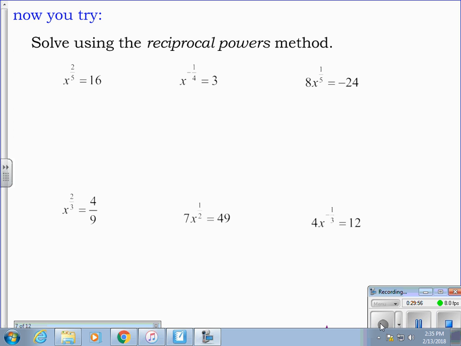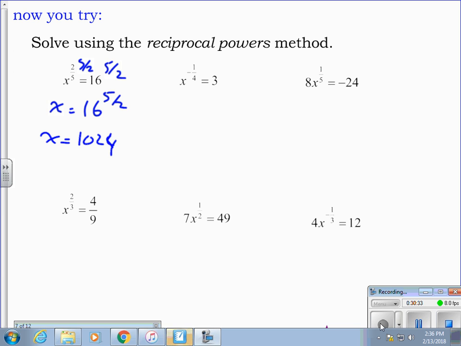Okay, I have x to the 2/5. I need to raise it to the 5/2. So I get x equals 16 to the 5/2 power. Square root of 16 is 4. 4 to the 5th power. Somebody got that for me? I got 256 is the 4th power, right? What's after that? Somebody got it for me? Nobody did this on their calculators. You have calculators. 1024? Thank you.